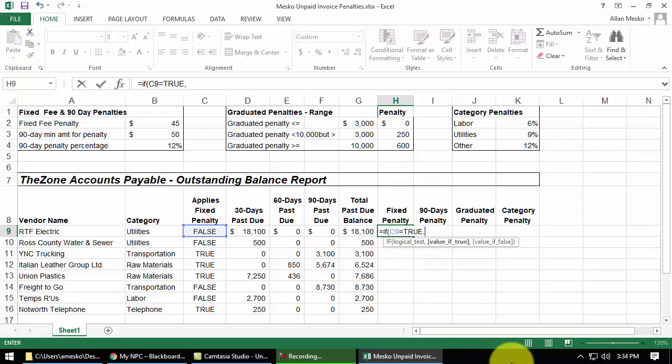If that's true, then I want $45 here, but I don't want to type $45 because what if that changes? I want to go up here and say always go to this cell and don't move down.